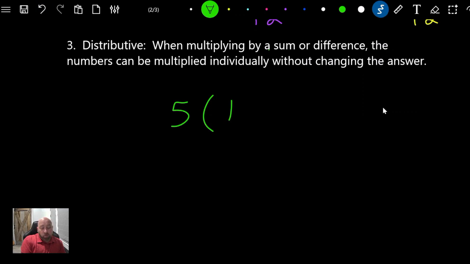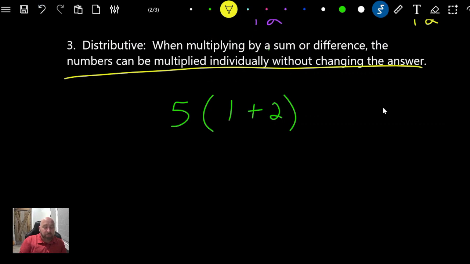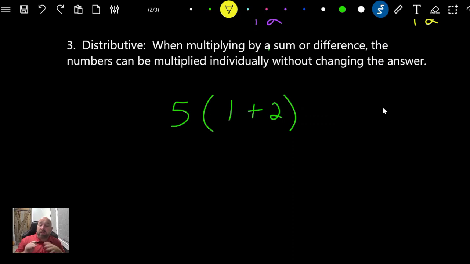times 1 plus 2. So what I have is I'm multiplying by a sum. Okay? What does it say? It says the numbers can be multiplied individually without changing the answer. So let's do this the traditional style first. Let's do this like we would with order of operations. 1 plus 2 is 3. So 5 times 3 is 15.